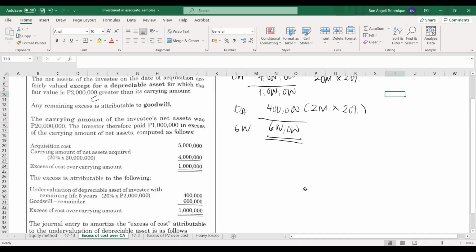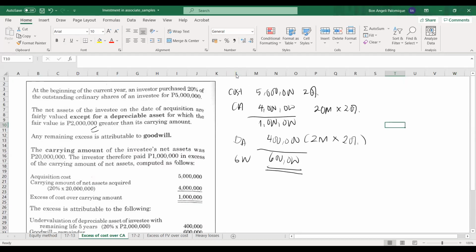So, ang i-record natin dito is yung amortization netong depreciable asset. So, sa every year, so let's say sa year 1, yung 400,000 divided by yung years na remaining useful life niya, which is 5. So, meron tayong 80,000. Ito yung i-debit natin sa investment income and credit sa ating investment in associate na 80,000. So, yung goodwill, hindi na siya nire-record kasi included na siya sa carrying amount. So, ito lang yung magiging recording natin for excess of cost, which is attributable to depreciable asset.